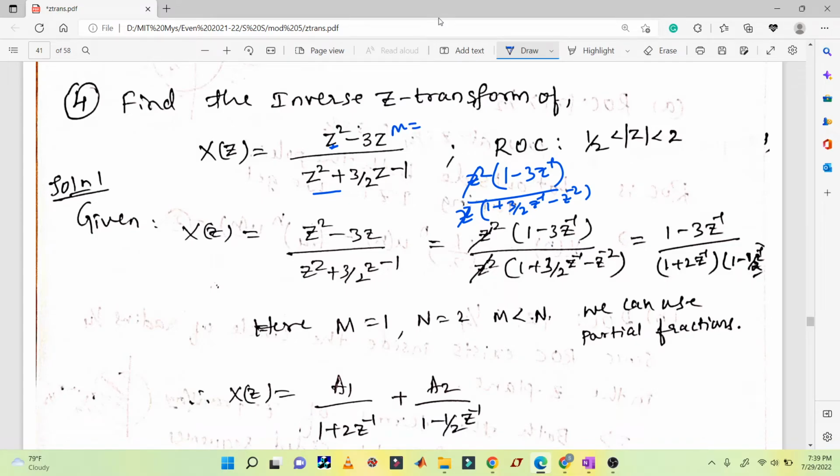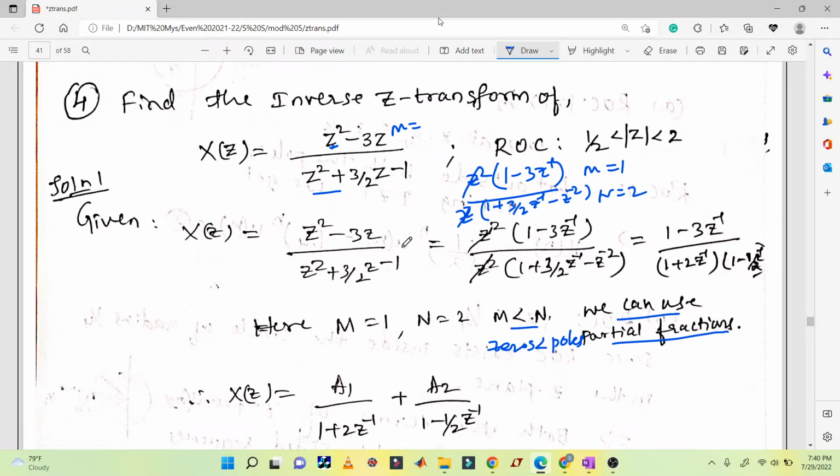Here it is 2 or 3 actually, z square 2, this is 1. So if you look at it now, it has become only z inverse, 1 zero. m is equal to 1, n is equal to 2. So m is less than n, number of zeros less than poles. We can use the partial fractions.